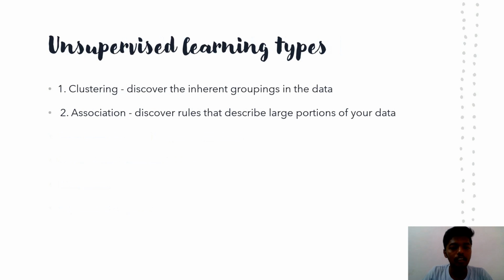Okay, let's move on to another topic, unsupervised learning types. Unsupervised learning is divided into two types, that is clustering and association. Clustering, a brief about that: clustering means discovering the inherent grouping in data. Simply put, clustering is a group of data; we can form groups of different data.